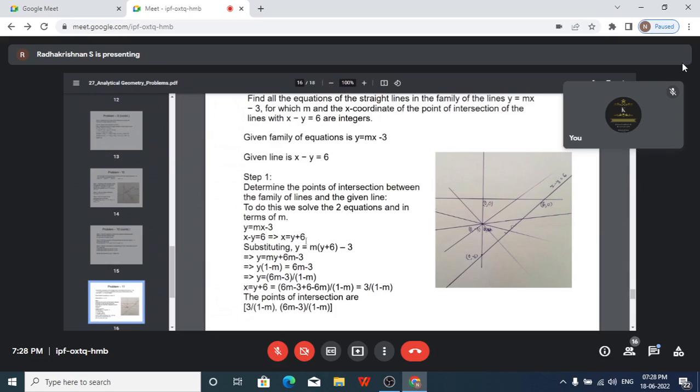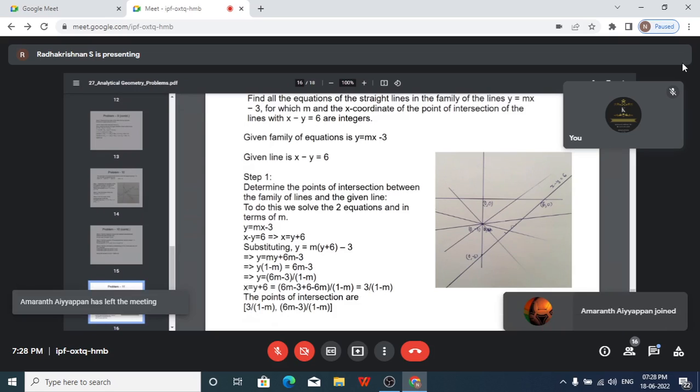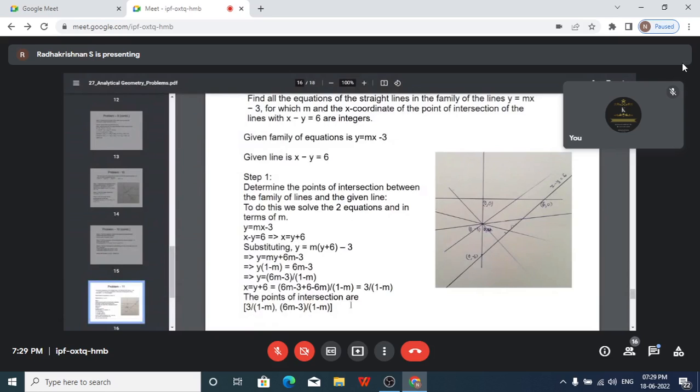So y equal to mx minus 3, x minus y equal to 6. That means x equal to y plus 6. So if we substitute, y equal to m into (y plus 6) minus 3. Look at the steps patiently. So you get y equal to (6m minus 3)/(1 minus m). And x similarly is 3/(1 minus m). So it is simple, solution of simultaneous equations. So you get the values in terms of m. So the points of intersection are 3/(1 minus m) and (6m minus 3)/(1 minus m). Please look at these steps, how I have written them.